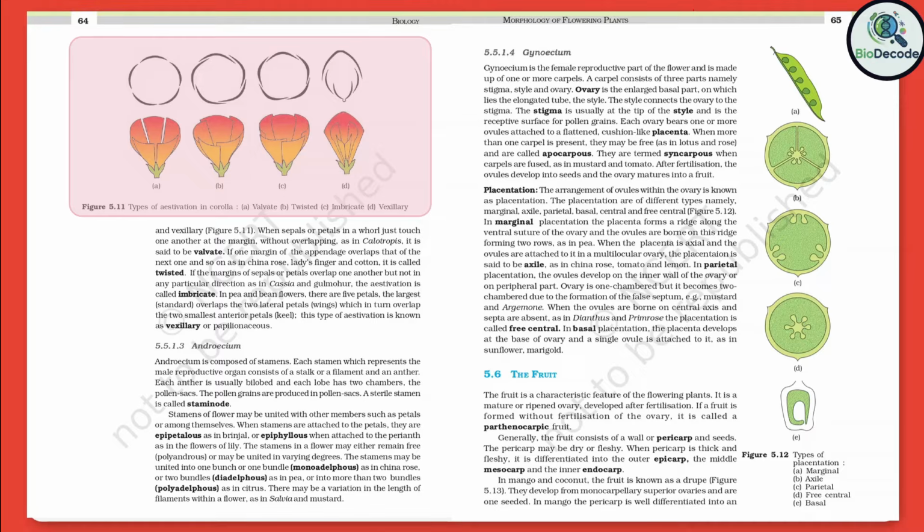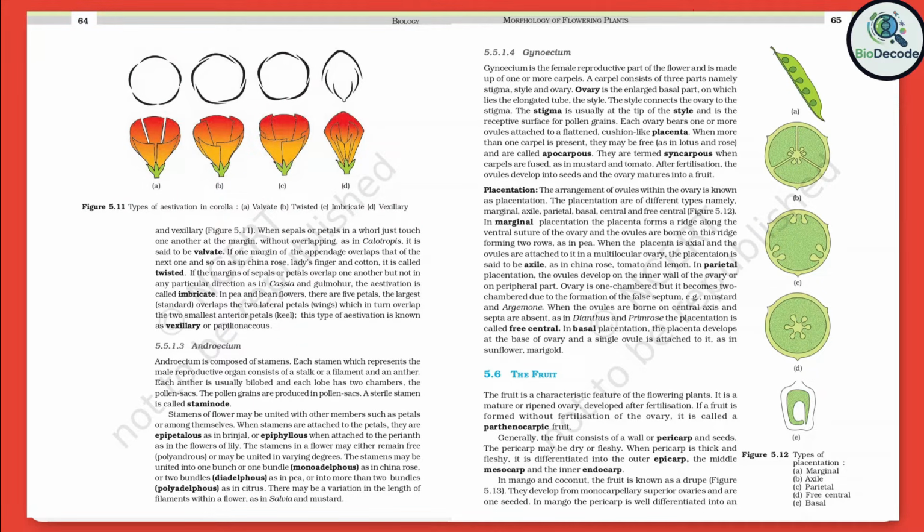Figure 5.11. Types of estivation in corolla. This figure shows how petals are arranged in the bud before blooming. A. Valvate. Petals meet edge to edge without overlapping. B. Twisted or contorted. Each petal overlaps the next in a spiral. C. Imbricate. Petals overlap irregularly like tile. D. Vexillary. Characteristic of legume flowers. One large standard petal overlaps 2 wing petals and 2 keel petals. This arrangement affects how flowers open and how pollinators interact with them.